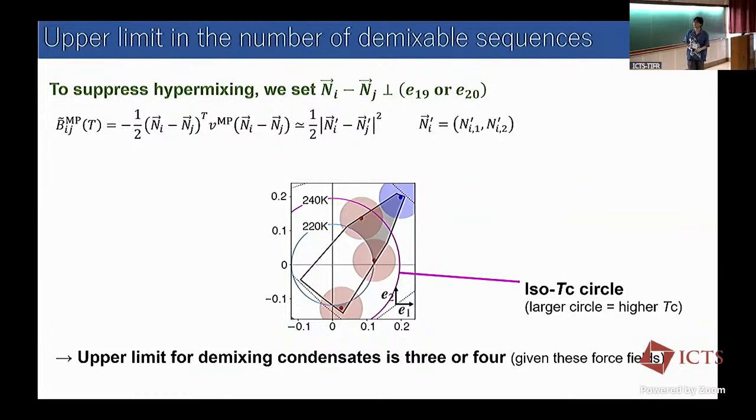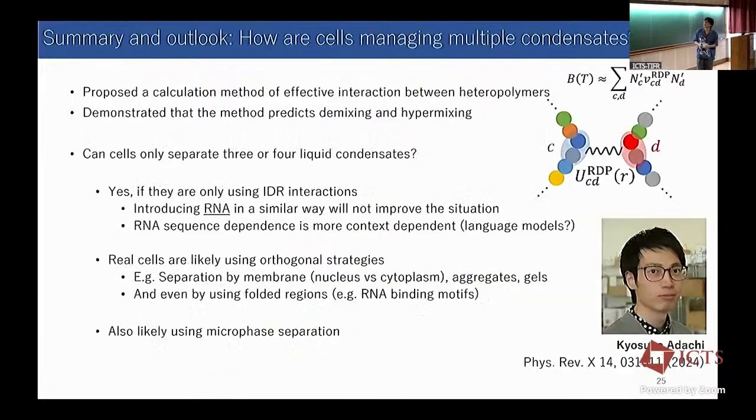And from here, you can deduce that the maximum amount of demixable sequences will be maybe 3 or 4. This is all given the force fields that I said, but we tested the different force fields that are used in the community, and for all of the combinations, this was basically the same. So the takeaway from this work is that these cells can only phase separate maybe 3 or 4 condensates, which is pretty bad news. And if you're only using the disordered region interactions, that's in a sense a limit.